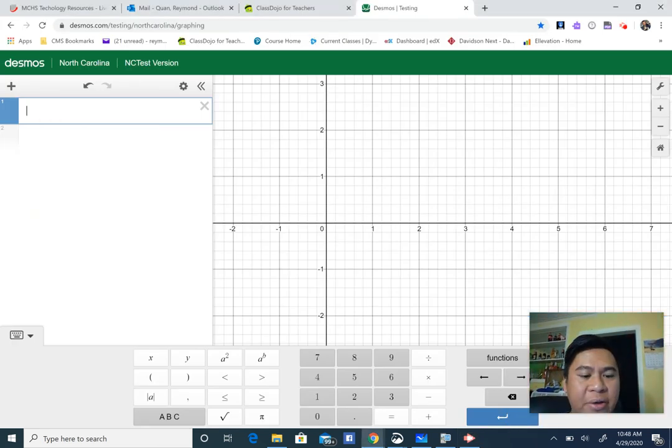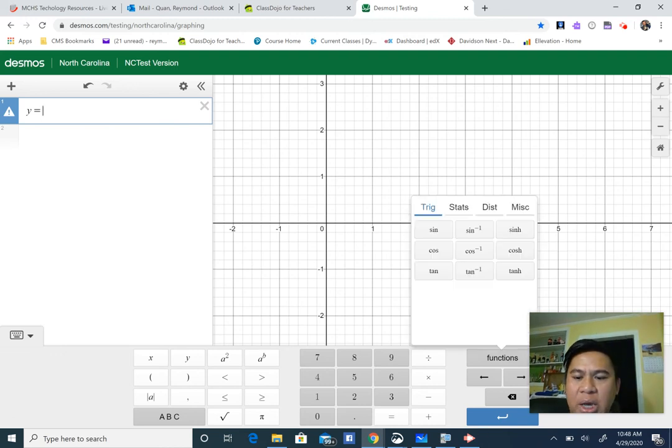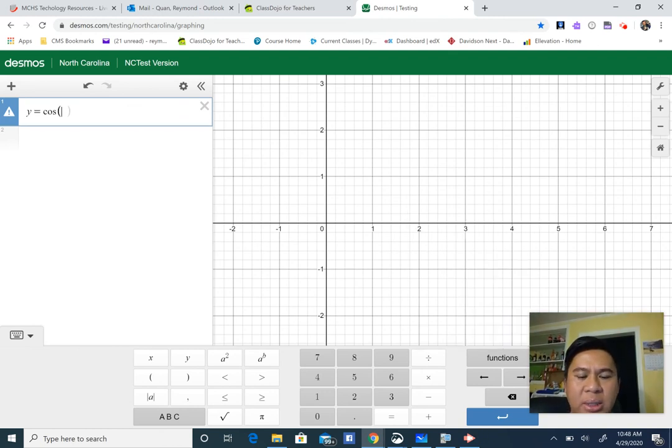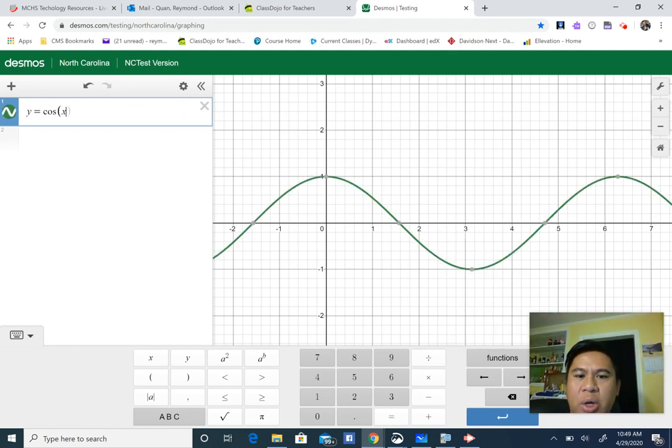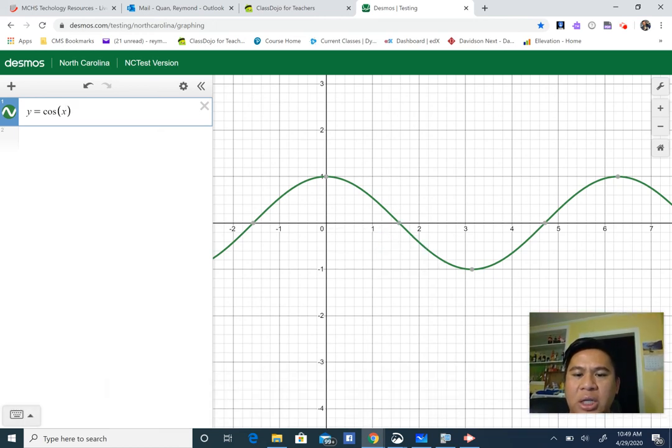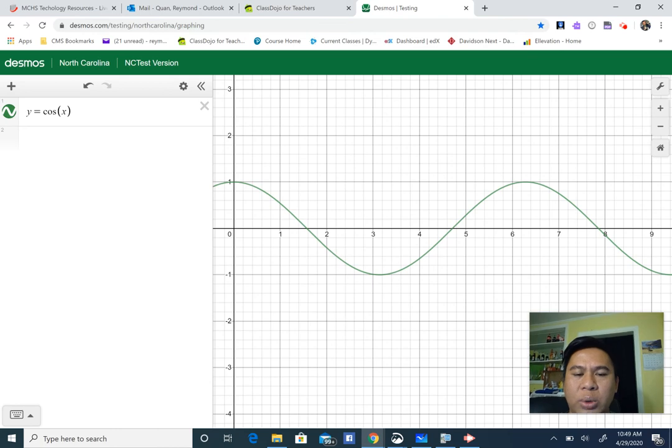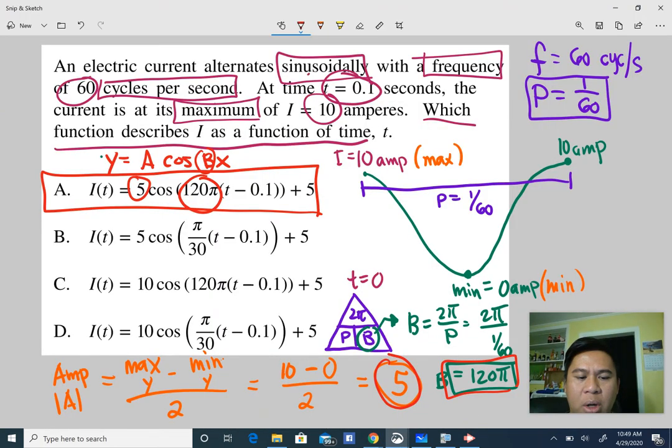Let's verify our graph now using y equals cosine of x. In this case, I'm using my Desmos graphing. So I put y equals, go to our keyboard app, go to cosine, and put an x in there. I would see now that in fact this is our cosine function, which matches our graph for electric current.